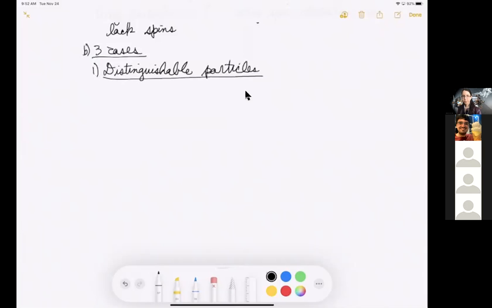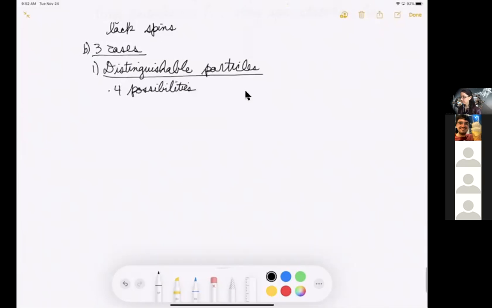Then there are four possibilities for how the particles can arrange themselves, or four possible outcomes of our position measurements. Particles A and B could be on the left-hand side of the barrier, or particle A could be on the left-hand side while particle B is on the right-hand side. Particle B could be on the left-hand side while particle A is on the right-hand side, or both particles could be on the right-hand side.